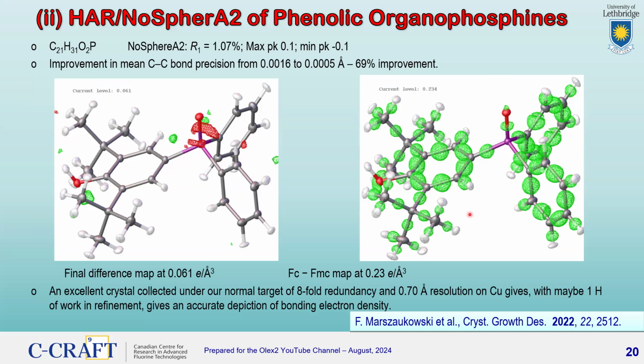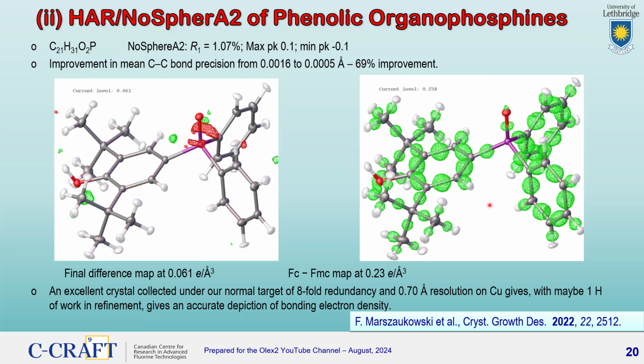So we are able to see the bonding electron density from a pretty routine data collection, whereas normally you would have to do very specialized diffraction experiments to very high resolution, and then have to do a multipole refinement to get this kind of result.